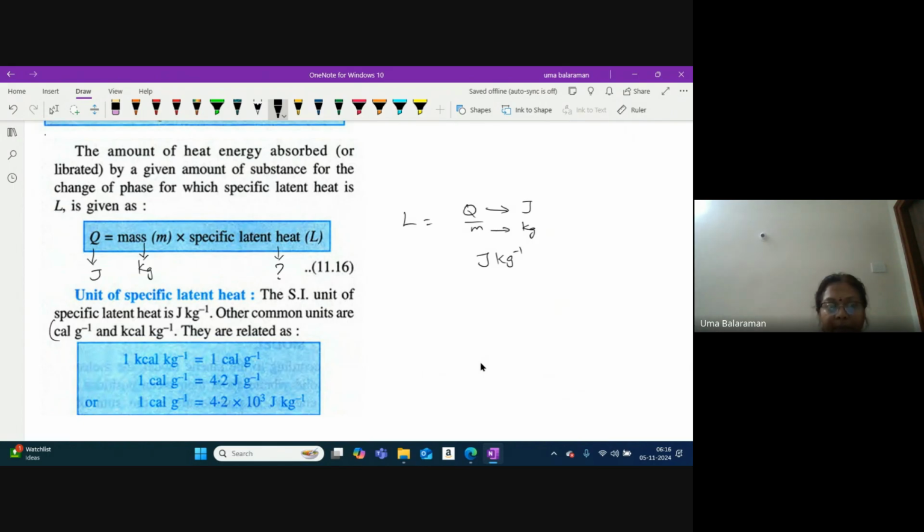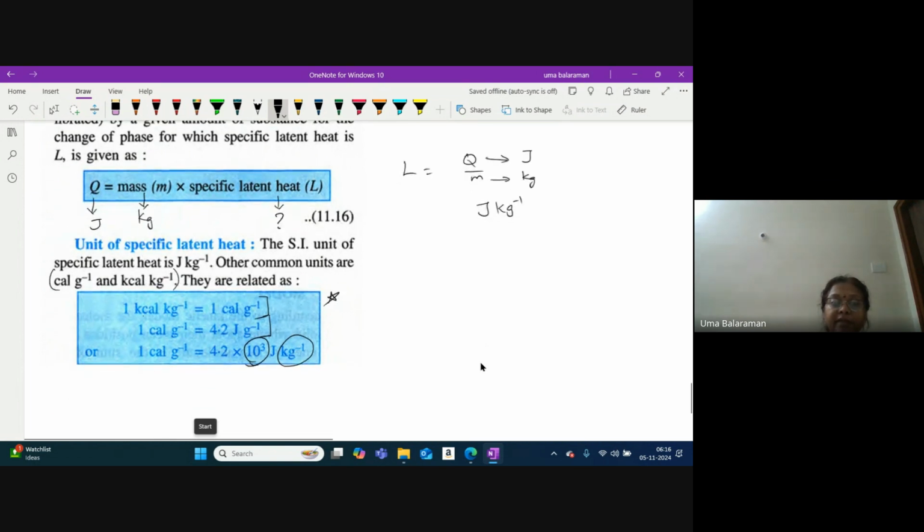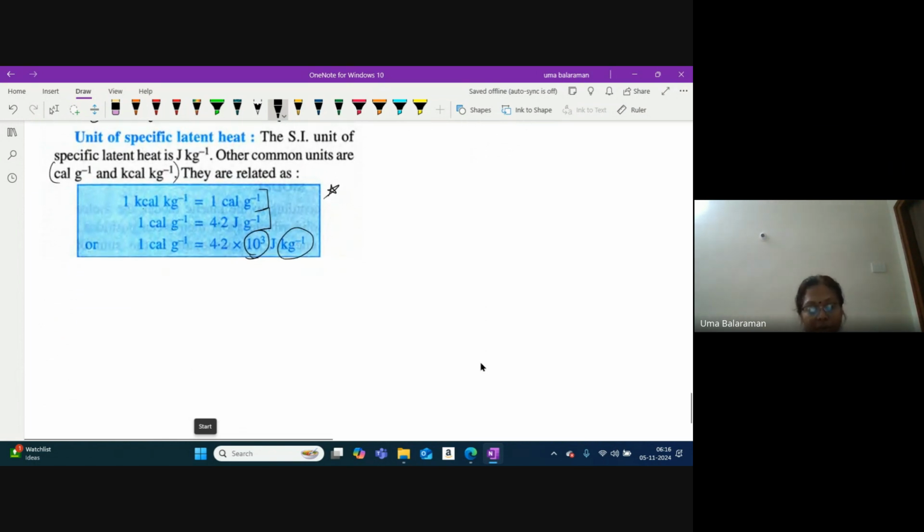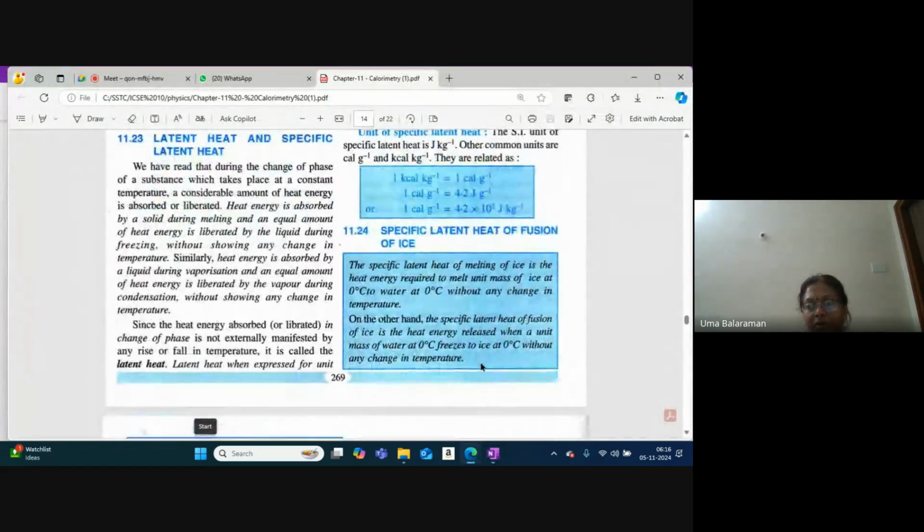Other units are calorie per gram, kilocalorie per kilogram. And the conversion is also important. This can be a direct MCQ. 1 kilocalorie per kilogram is equal to 1 calorie per gram. 1 calorie per gram equals 4.2 joules per gram, or it can be 4.2 into 1000 if it is per kilogram. So which of the following is incorrect, they can ask. So make sure you spend some time on this conversion also.